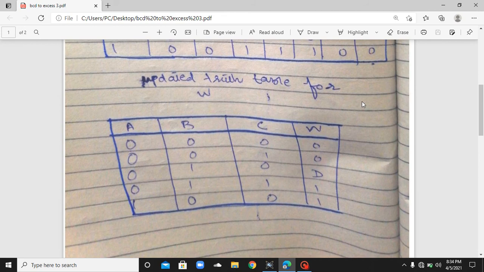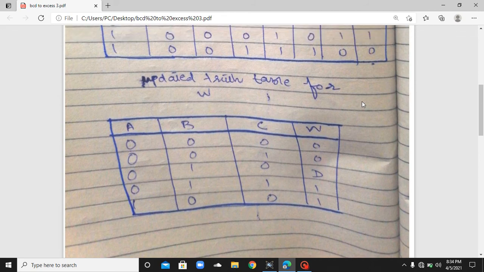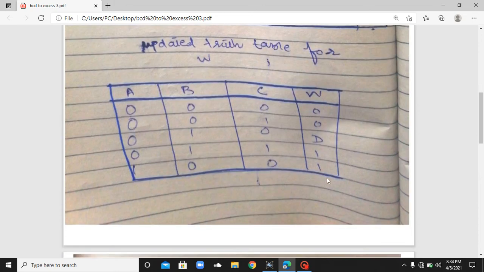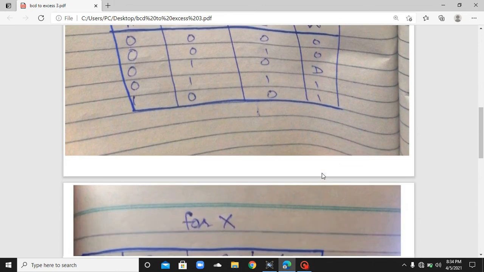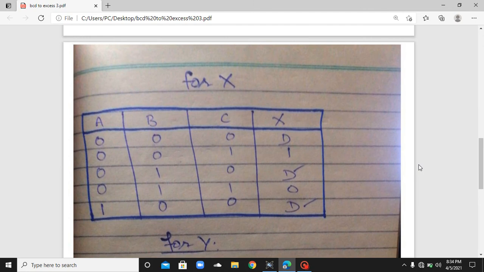The updated truth table of W represents that when A, B, C are at 0 position, the output will be 0, and when A is 0, B is 1 and C is 0, the output will be the same as D, which means that if the position at D is 1, the output will be 1, and if the position at D is 0, the output will be 0. So the output will be the same as D.